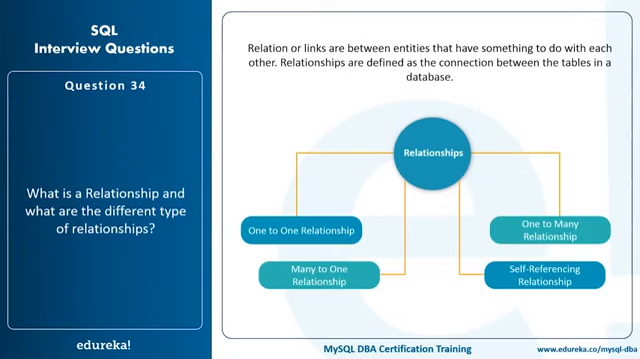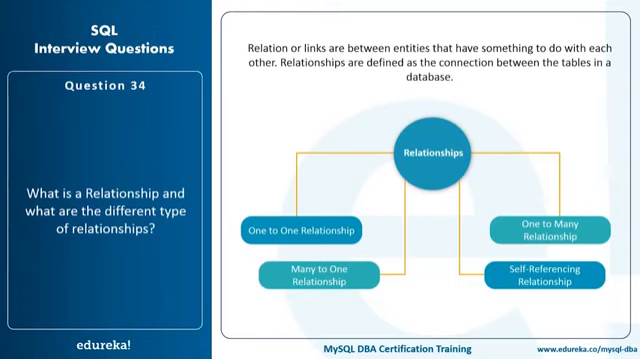So relationships can also be defined as the connection between the tables in a database, right? Now the different types of relationships are the one-to-one relationship, the one-to-many relationship, the many-to-one relationship, and the self-referencing relationship. When you have a relationship between two tables, table A and table B, and I say one-to-one relationship, a single record in table A will be related to a single record in table B.